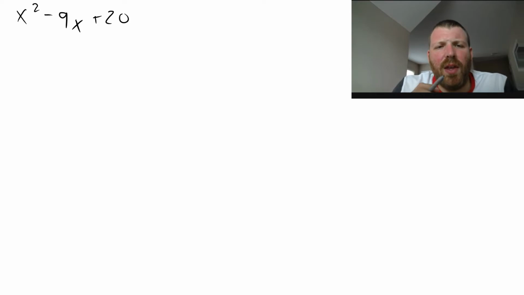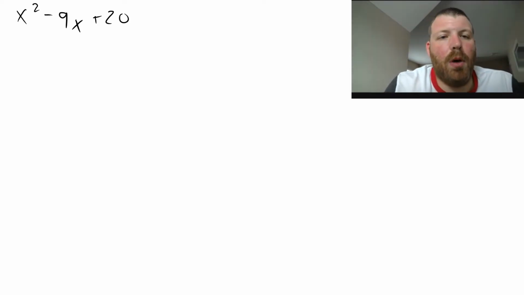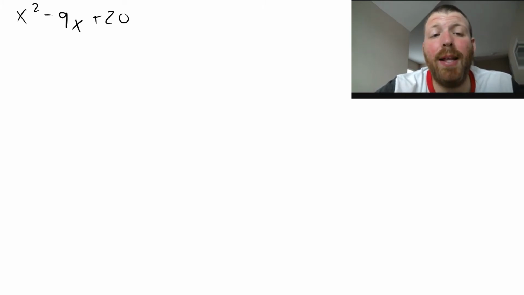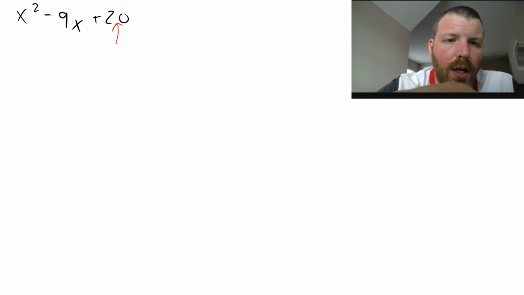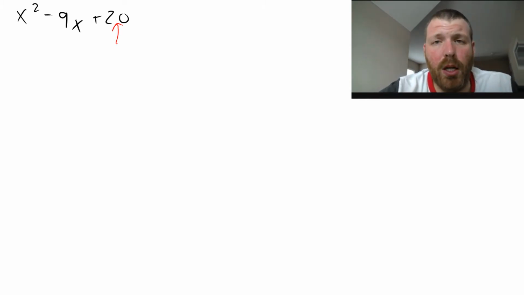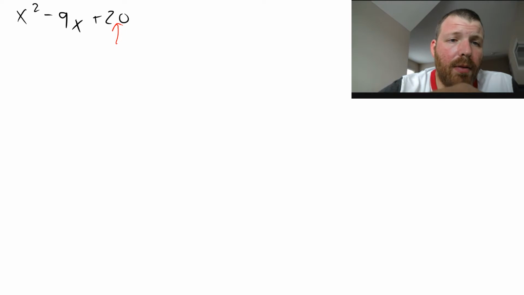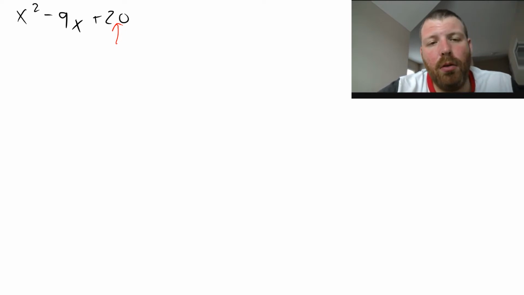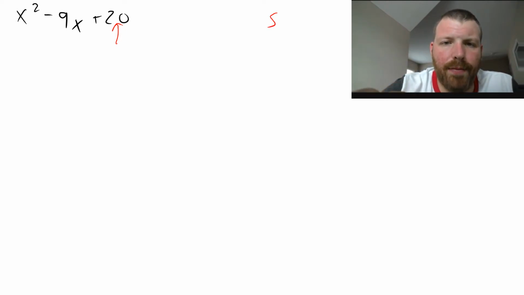Same thing. What we want to do is break down the -9 into some terms that are going to multiply together to give you 20. You're always looking at this last term, which is 20. What we want to do is find factors of that 20 that are going to add together to give you 9. When we think about factors of 20, I think of 5 and 4, 20 and 1, and 10 and 2.